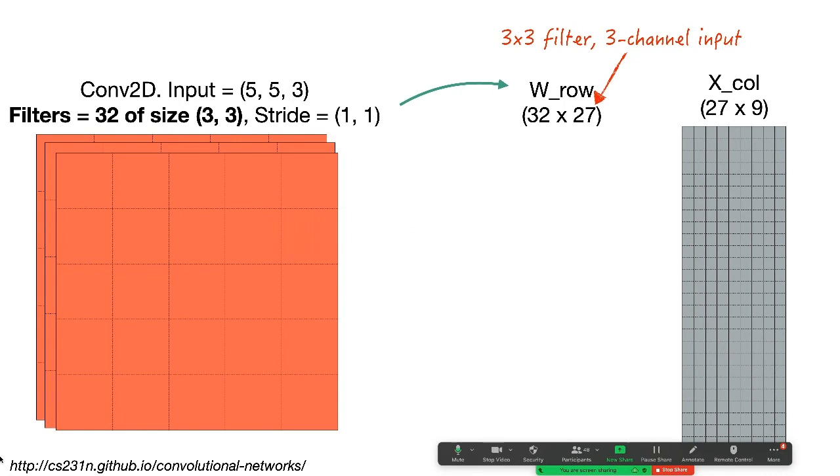And then if we're taking a single 3 by 3 filter with 3 channels of input, if you remember from the previous slides, the number of weights that you have to learn for that single channel output is 3 times 3 times 3, or 27. And then we have 32 filters. So we're essentially learning a matrix that is 32 by 27.